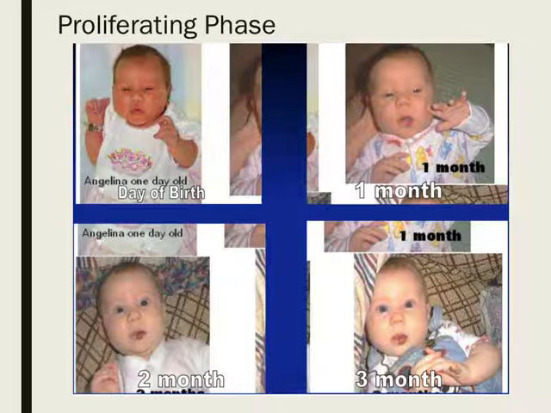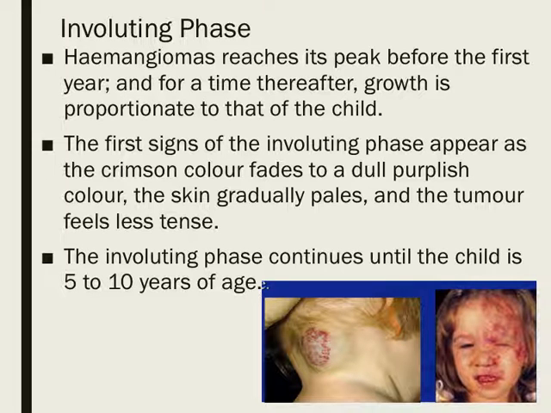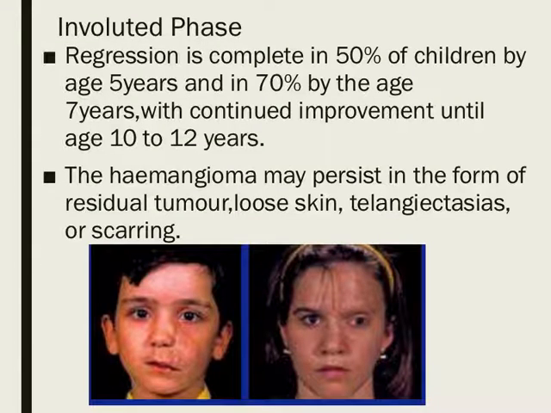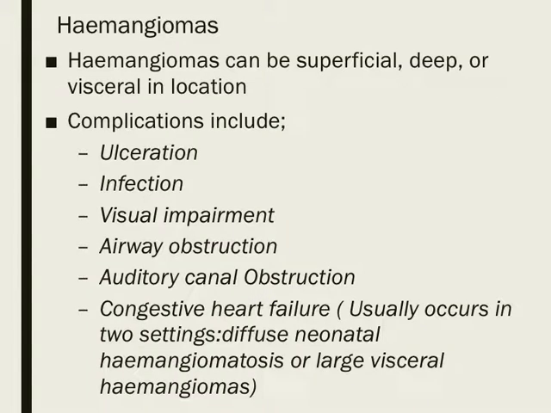So this is a child that was born on day one, and there was nothing on the face or anywhere. A month later, a small purple spot developed on the lip. In 2 months, it was growing bigger. At 3 months, it was quite big, very tense. And that's the proliferative phase for hemangiomas. Then with the involuting phase, the color begins to fade, then it becomes less tense, so you are able to compress it. And this will continue for about 5 to 10 years. Then with the involuted phase, the color is almost all gone, then you have loose skin over the face, and it occurs around 10 to 12 years, leaving some scarring over where the hemangioma was.